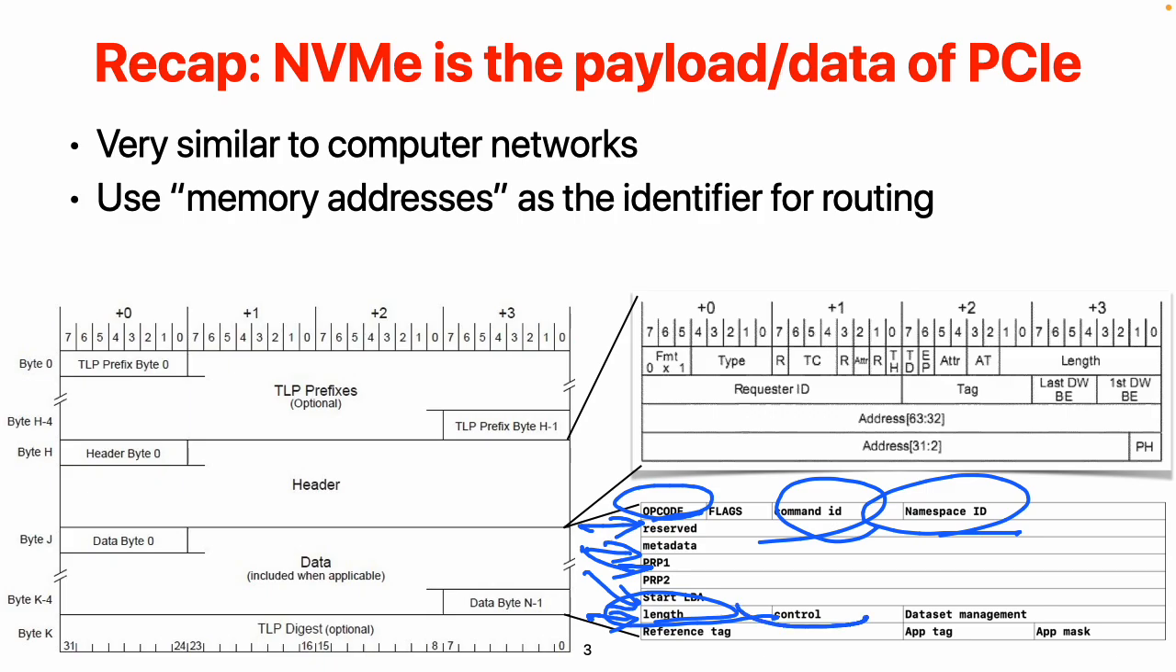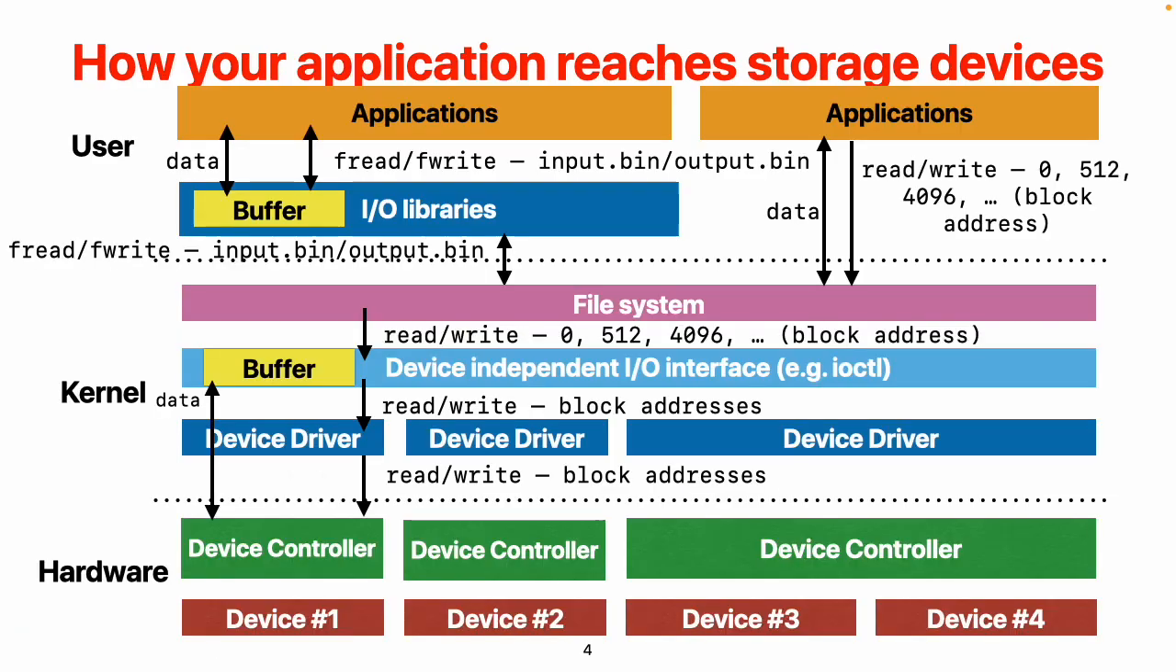And some of the control bits and data set management features and some of the tech help us to figure out what we want to do with this NVMe command. So saying that if you have an application that needs to access the storage, here is the big picture regarding how we make that happen. So nowadays, in your application, you typically would use fread, fwrite, these kinds of high-level functions instead of the direct access like using the block address, right?